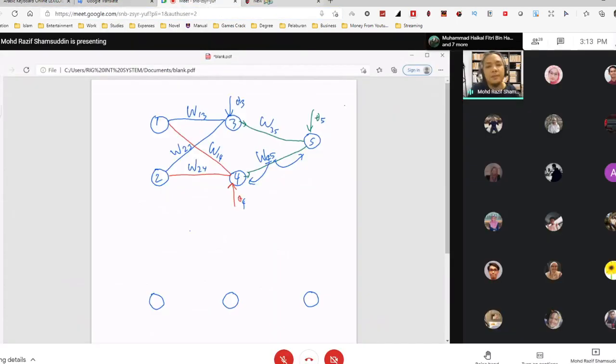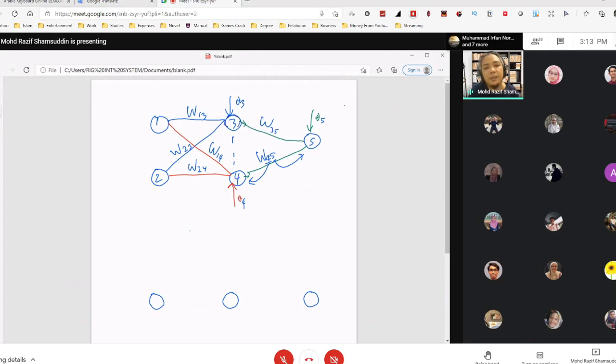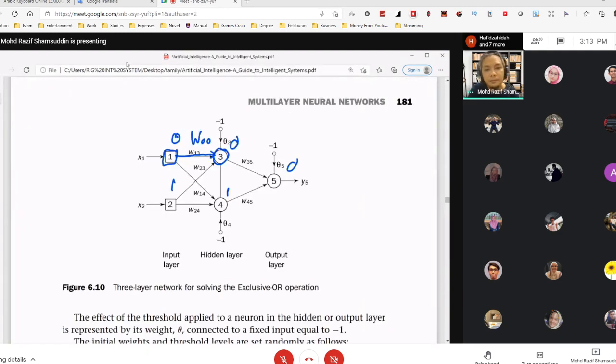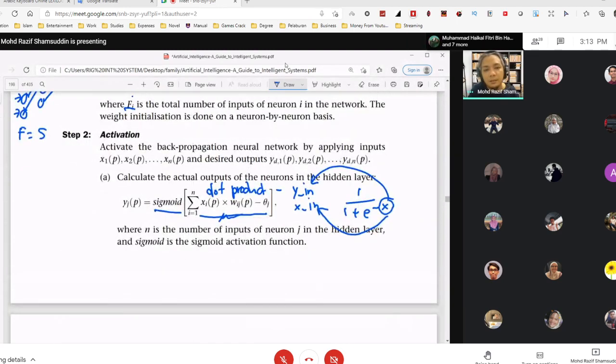All right, so the first activation happens at the hidden layer. We want to calculate the first activation here at neuron 3, so I call it Y3. Y3 means the output at neuron 3. The output at neuron 3 is calculated as sigmoid of the summation of input times weight, so this will be x1 and this will be x2. The equation states that the activation is a sigmoid of the summation of input i times weight ij minus threshold j.